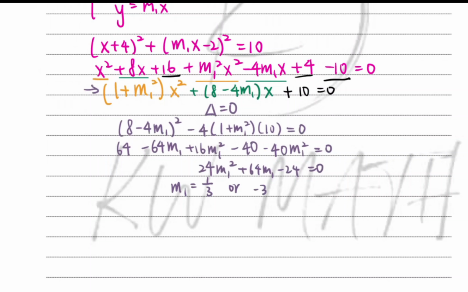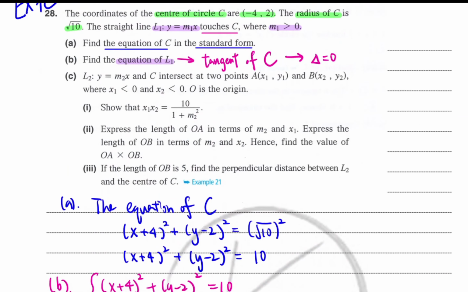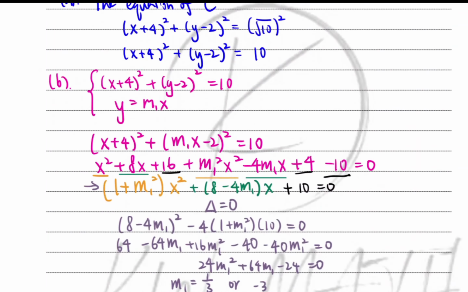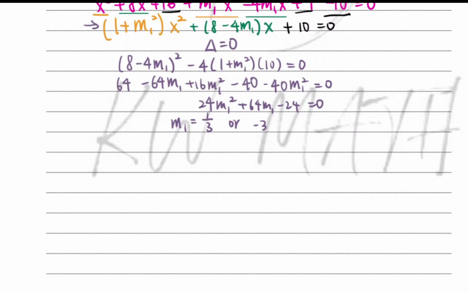Before we jump to the final conclusion, let's go back to the condition. m1 is larger than 0. Therefore, we have to reject the -3. And don't stop here. We have to answer the question. Therefore, the equation of L1 will be y = (1/3)x, or you can make it the general form, x - 3y = 0.